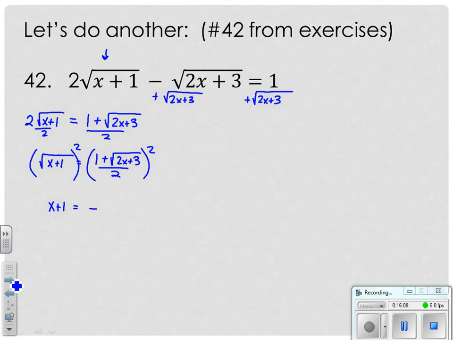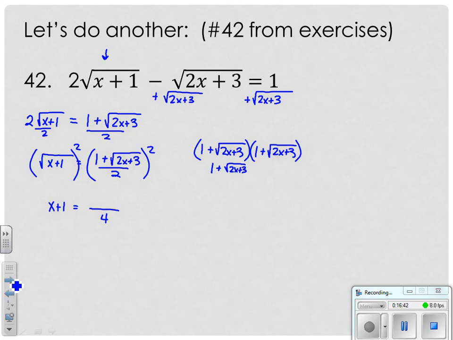Squaring the right-hand side is a little bit more involved. The bottom's okay. The square of 2 is just 4, but that top, I have a 1 plus root 2x plus 3. I'm going to have to FOIL that. Okay, so off to the side here, and I'm probably going to have to erase this later, so get it down first. I have to take this times itself. 1 times 1 is 1. Outside, I have 1 times root 2x plus 3, so I'm going to get a positive root 2x plus 3.